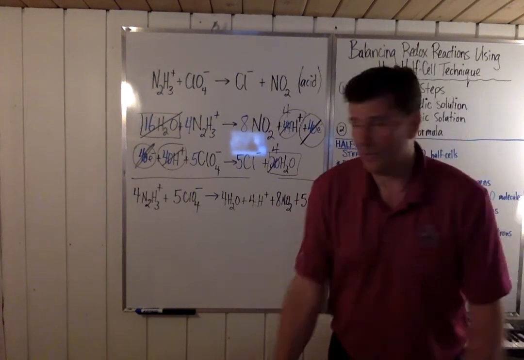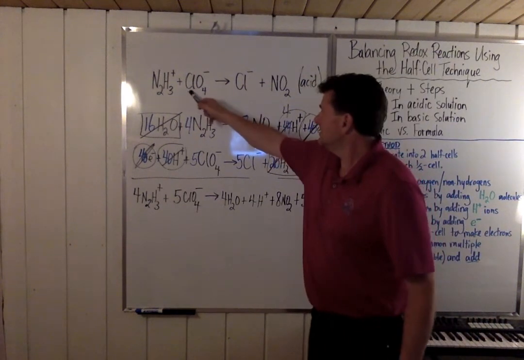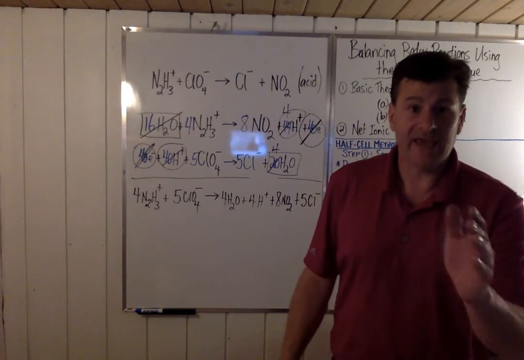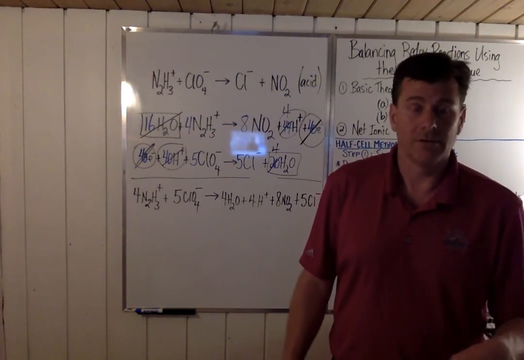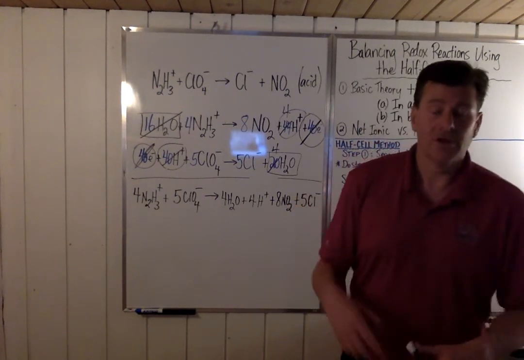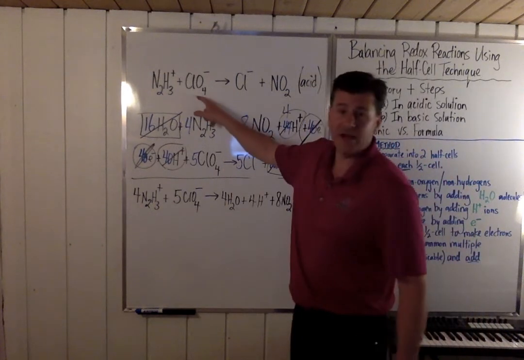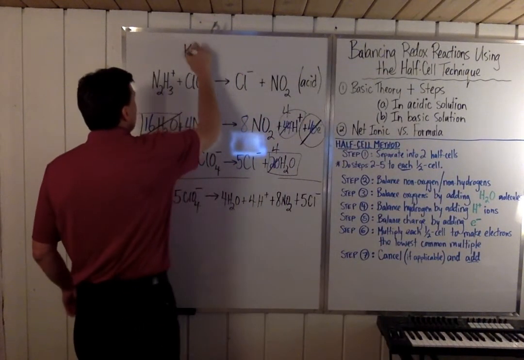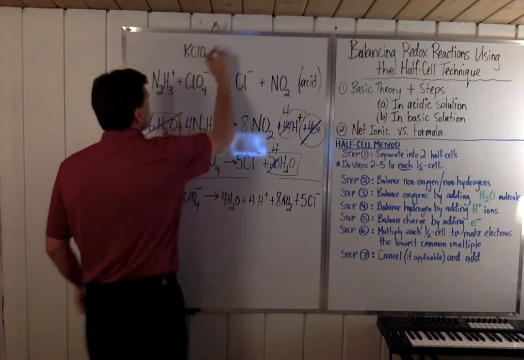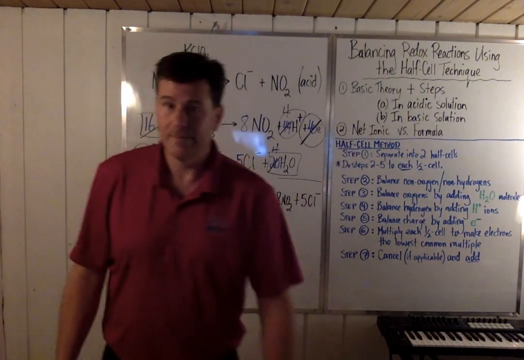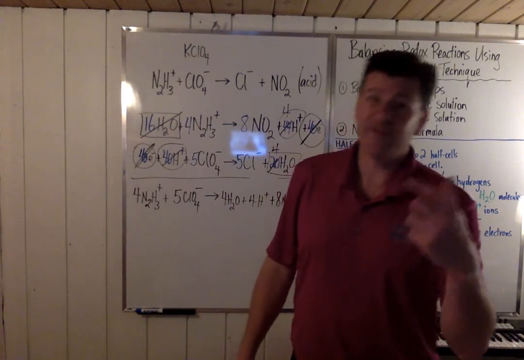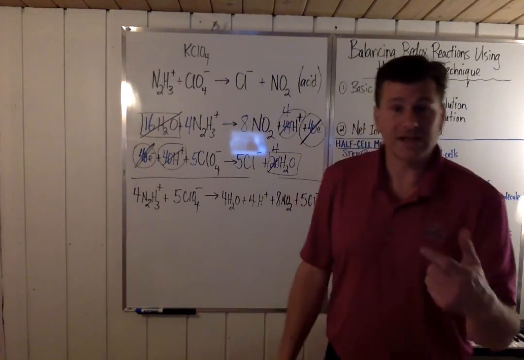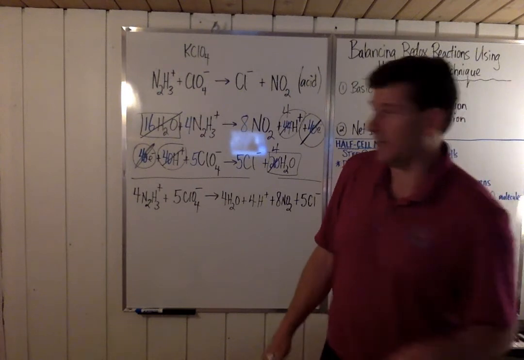Okay, so for example, the ClO4 minus right there, maybe it actually was KClO4. So the potassium ion was part of this compound, this solution. And you may have even been given that in the actual equation. You have to recognize that the K is a spectator ion.